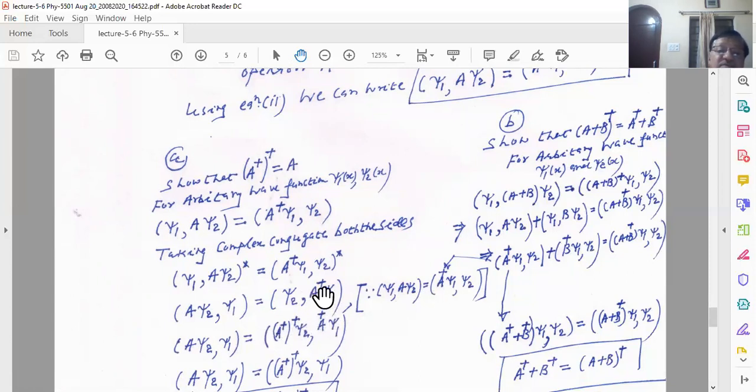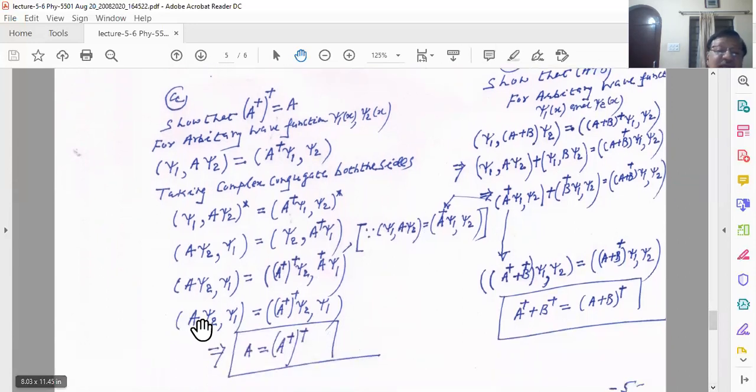So you can see A dagger psi 2, A dagger psi 1, because this is A dagger, this is A, so instead of A, you have A dagger here, right? So this is A dagger psi 2, A dagger psi 1, and now ultimately you can see A psi 2, psi 1 is equal to A dagger psi 2 with psi 1. So ultimately you can write here that the adjoint of A dagger gives you A.